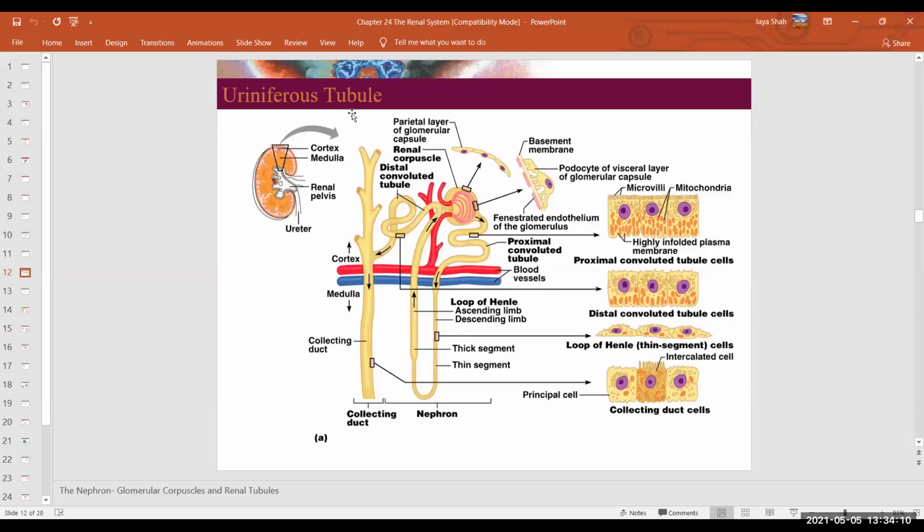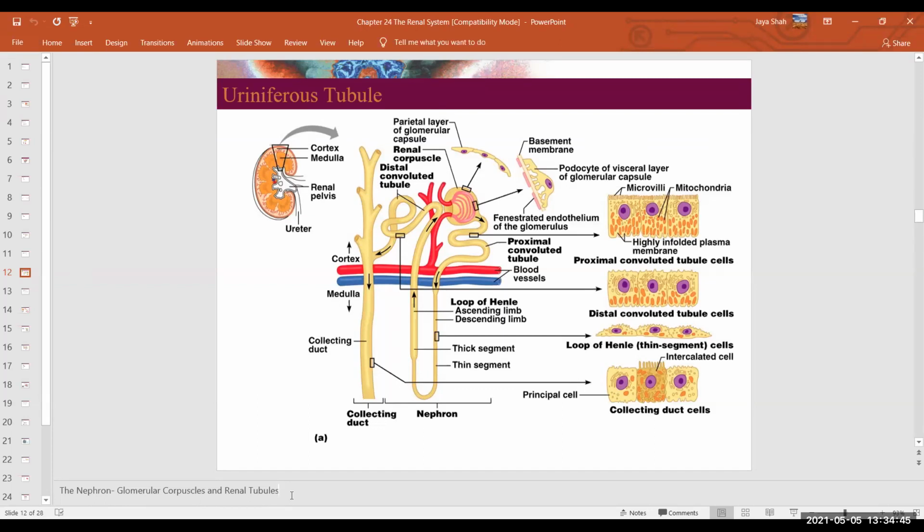So this collecting duct, all the tubules and the glomerulus are called uriniferous tubules. So uriniferous tubule is made up of collecting duct, the tubules, and the glomerulus. Glomerulus and these tubules are called the nephron. So nephron is made up of glomerular corpuscles and renal tubules.